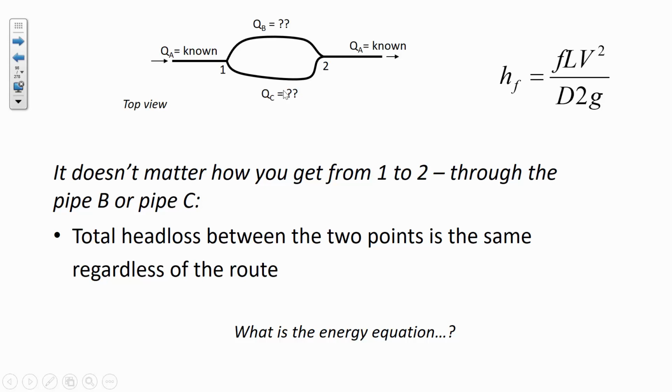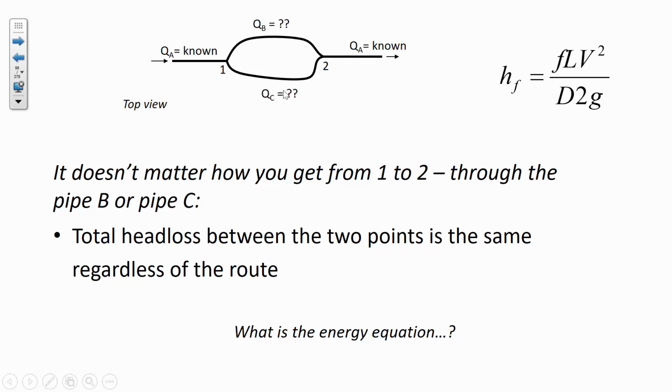And the way that you're used to seeing the energy equation is this: P1 divided by gamma plus Z1 plus V1 squared divided by 2g plus HP equals P2 divided by gamma plus Z2 plus V2 squared divided by 2g plus HT for turbine plus HF, or head losses if we're including the local losses. So this is the energy equation as you're used to seeing it, and it's talking about flow through a pipeline where the direction is from 1 towards 2. So this is old news.